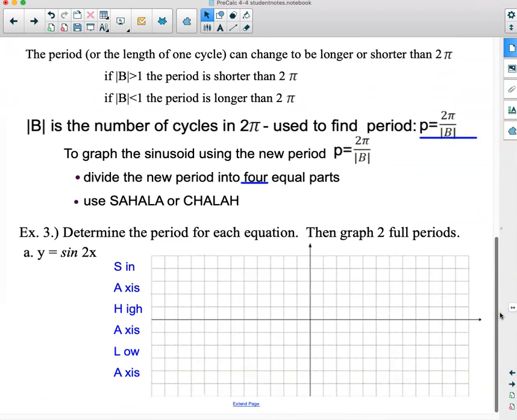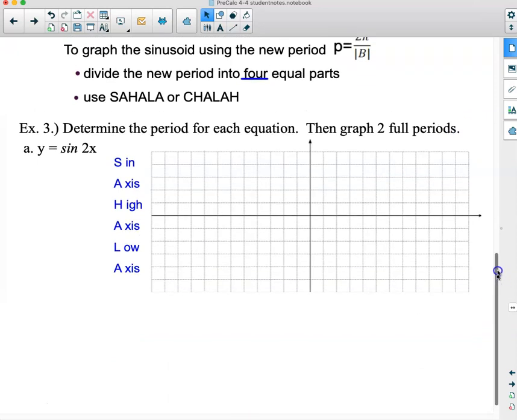So example 3 says determine the period for each equation and then graph 2 full periods. And that's usually what we do, even on a test. Normally we'd say, fill the entire grid as best you can with everything. But on a test we'll usually say graph 2 full periods. So let's take a peek.